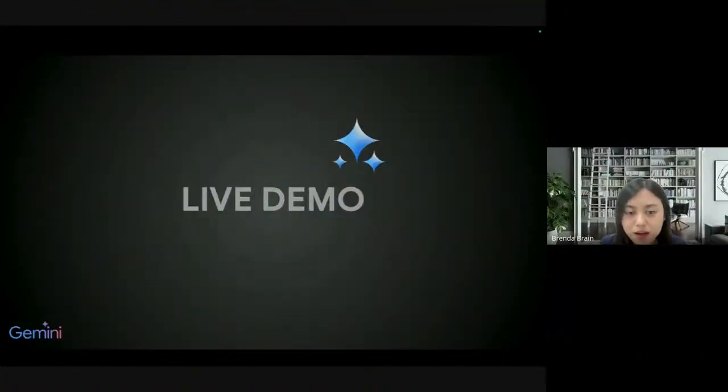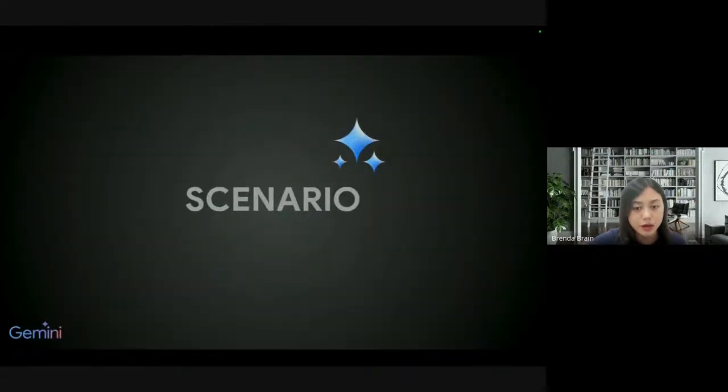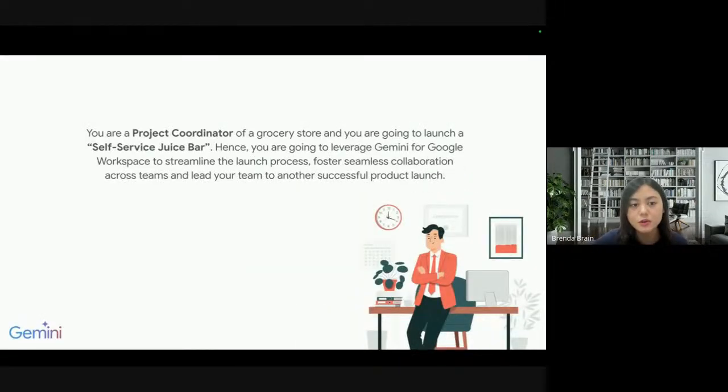All right, so now I am going to do the live demo of how to use Gemini in the different Google Workspace apps, such as Google Docs, Gmail, Google Slides, Google Sheets, and also Google Meet. Okay, so today's live demo will be based on a scenario. Today's scenario is that you are a project coordinator. You are going to launch a self-service juice bar. To launch this project, you are going to use Gemini in your Google Workspace applications, which I have mentioned earlier.